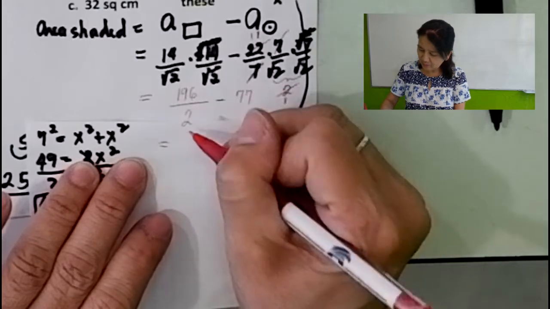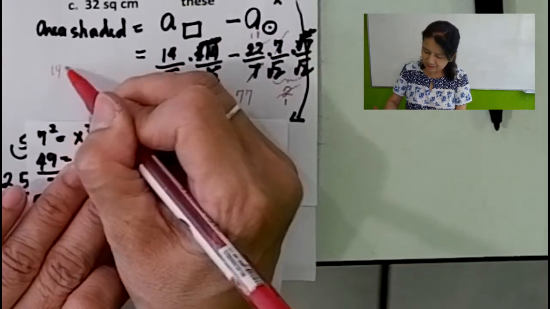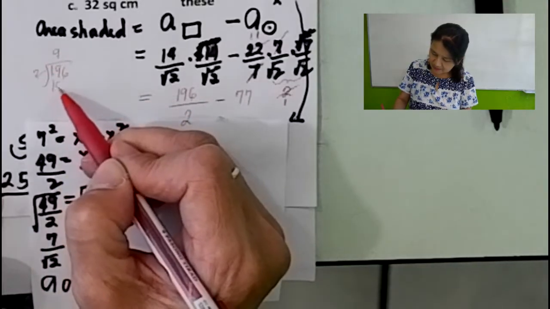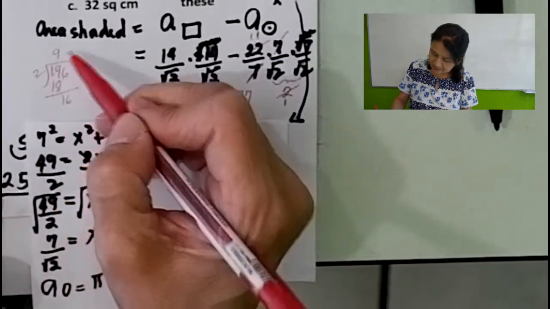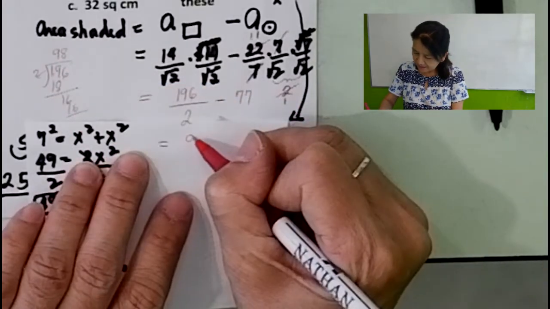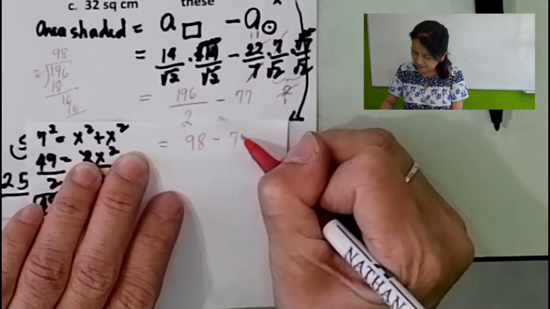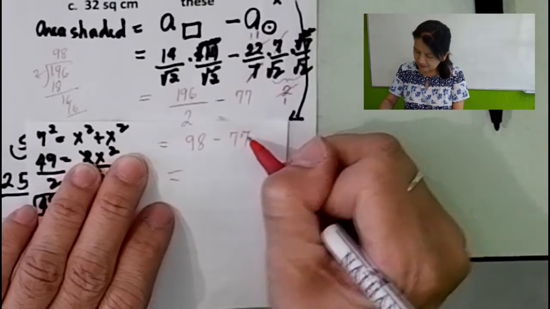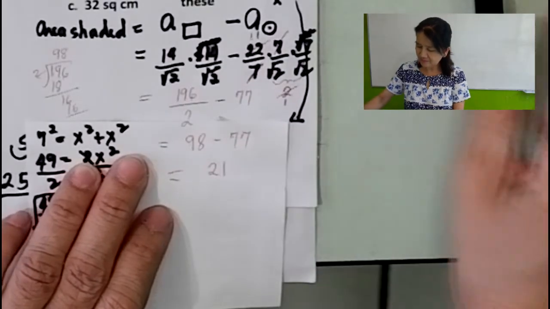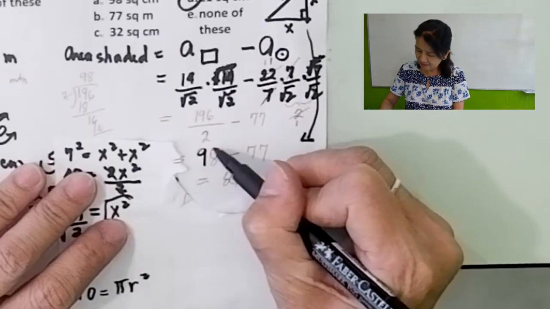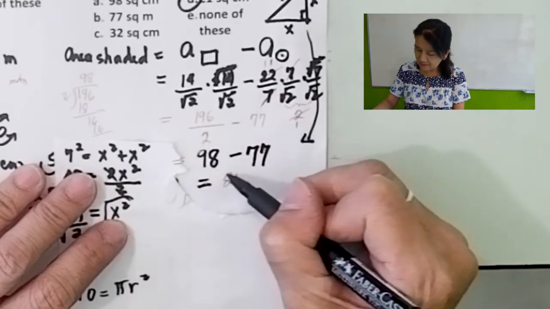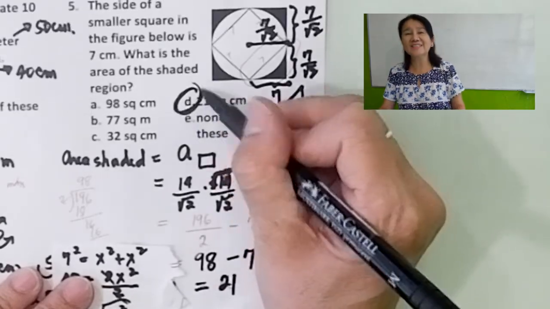So we have here 196 over 2. Oh, what is 196 divided by 2? 9 times 2 is 18. 16 divided by 2 is 8. 8 times 2, 16. So that's 98 minus 77. 8 minus 7, you get 1. 9 minus 7 is 2. Okay, so this is, let's just blacken this. 98 minus 77 equals 21. So the answer is letter D.